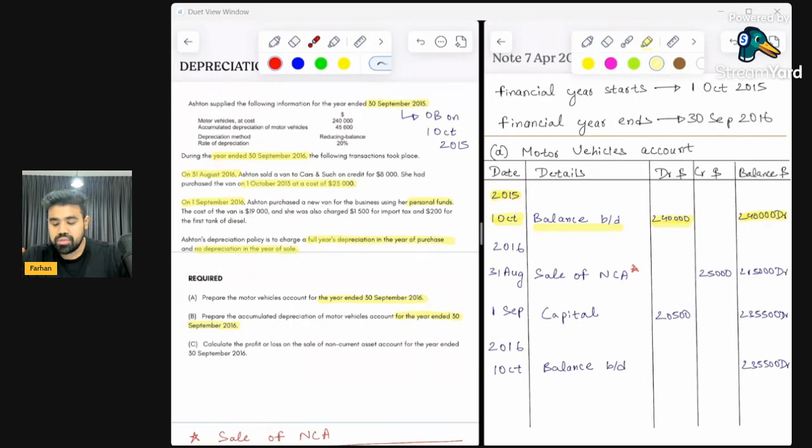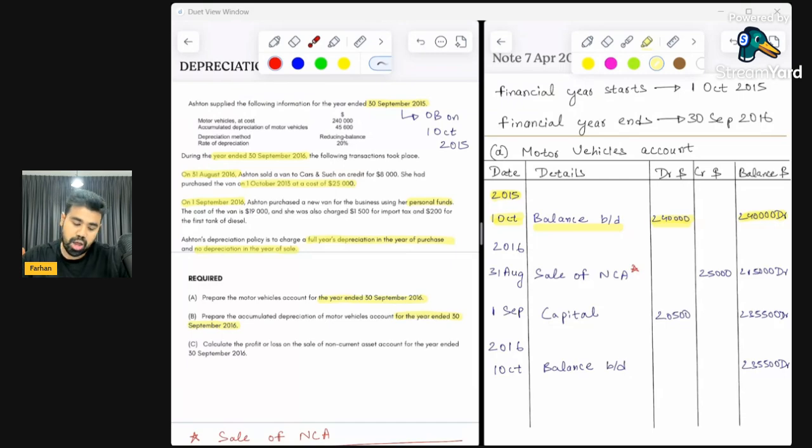Now, why is the opening balance on the debit side? Because the motor vehicles account in itself is an asset account. All assets by default should have an opening balance on the debit side. This also means when assets increase, we debit them. When assets decrease, we credit them. Because we started the financial year on 1 October 2015 with the opening balance, it is to be recorded on the debit side as per the requirements.